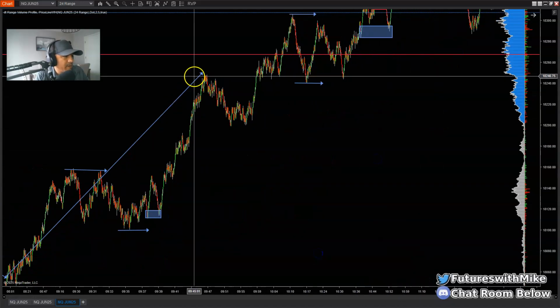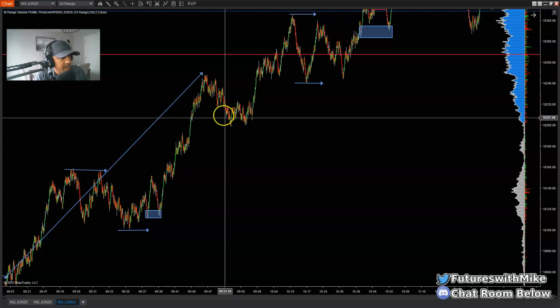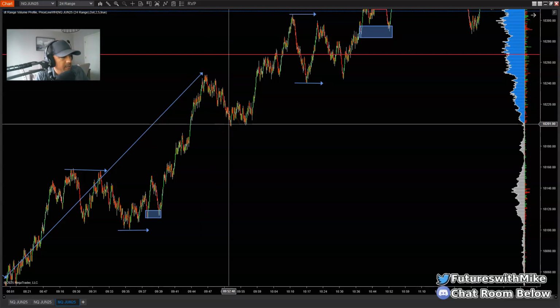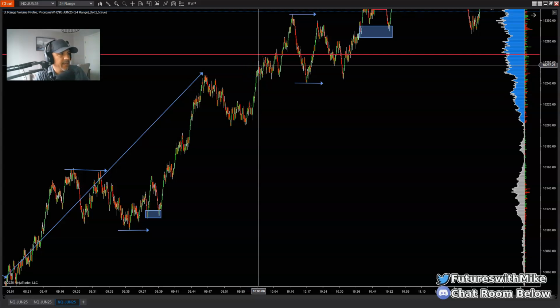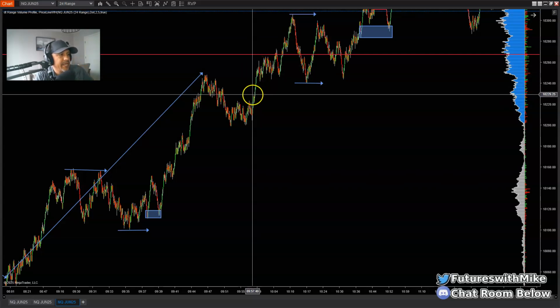Then you got another pullback right here where it makes a high and then a higher low right here. Okay. And then it breaks structure back to the upside again. Then in this case, you look for a pullback to this area right here.